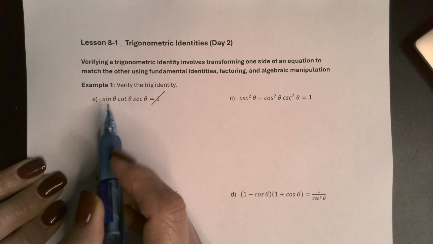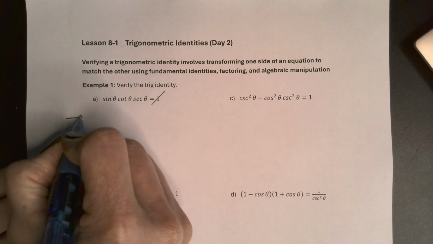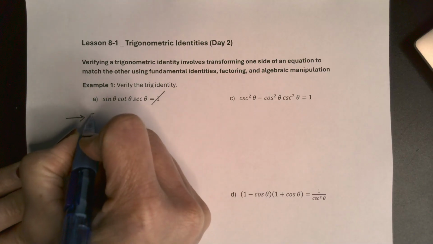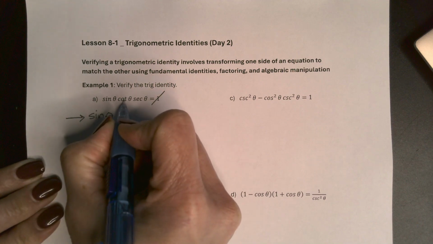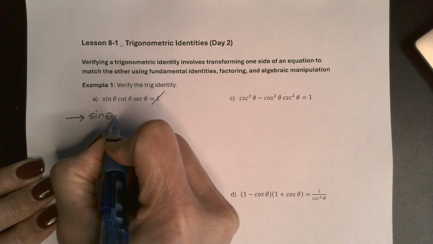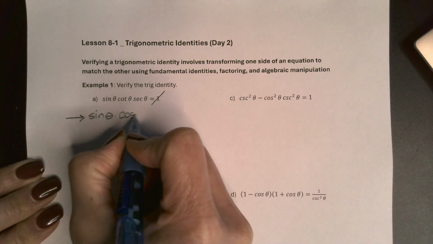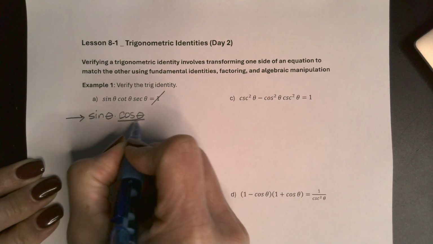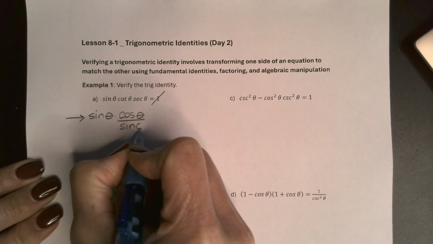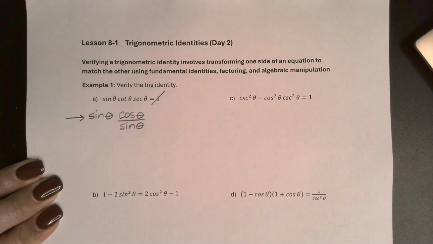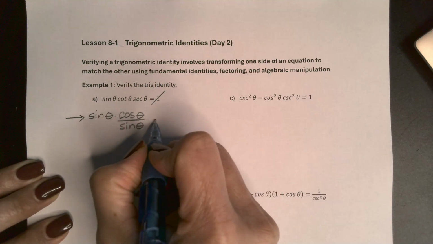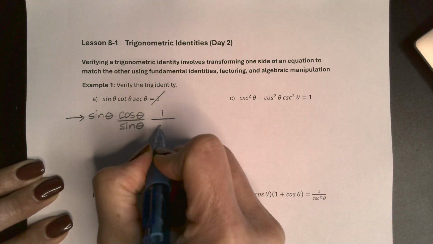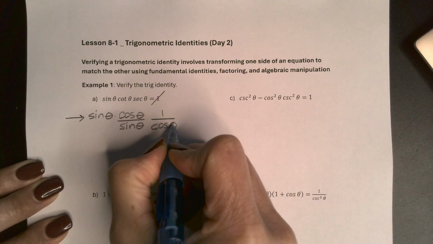Sine theta, we know that we usually do not even change. So I'm going to just bring this down, sine theta. Cotangent theta breaks down to cosine theta over sine theta. So if anything, have your formula sheet handy so that you can look at where I'm getting these from. Secant theta is the reciprocal of cosine. So reciprocal of cosine theta.